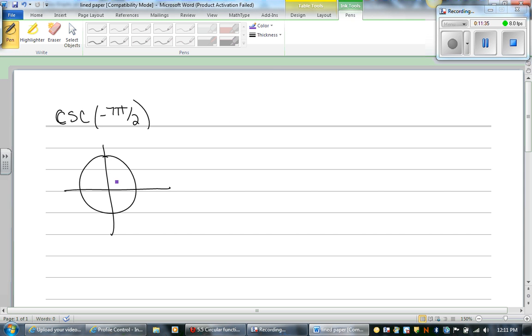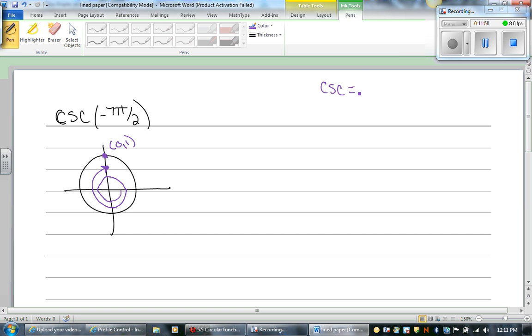Pi over 2 is a quarter of this entire circle. So here's 1 pi over 2, or negative 1 pi over 2, negative 2 pi over 2, negative 3 pi over 2, negative 4 pi over 2, negative 5 pi over 2, negative 6 pi over 2, negative 7 pi over 2. It's going to land right here. This is the point 0, 1.